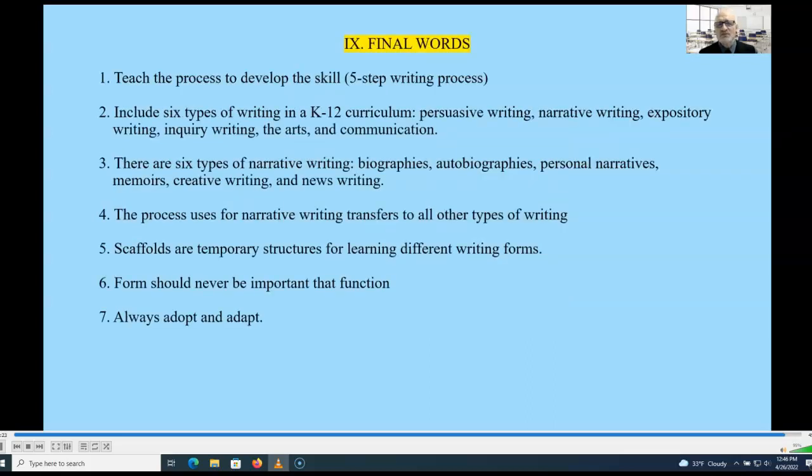Final words. You teach the process to develop the skill, the 5-step writing process. Include the 6 types of writing: persuasive, narrative, expository, inquiry, the arts, communication. 6 types of narrative writing. You see them there. Process used for narrative writing transfers. Scaffolds are temporary structures. Form should never be more important than function. Always adopt and adapt.